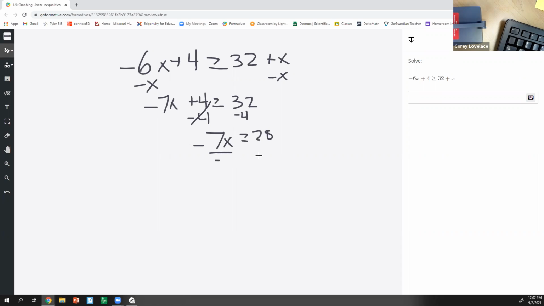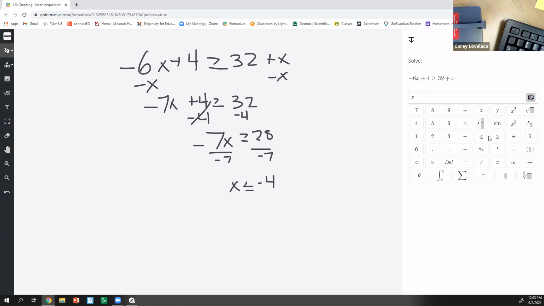Divide by negative 7. Since we're dividing by a negative, I do flip the symbol. And then that's how I type in my answer. X, click over here, is less than or equal to negative 4. And that's done.